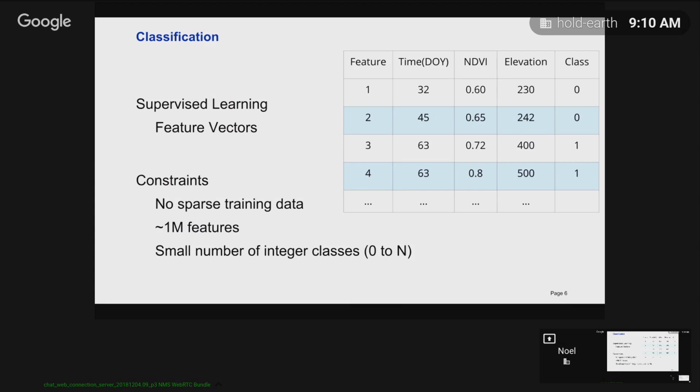So when you do all this, you end up with a table. That table's got 1 row per point. Maybe you had a polygon and you were extracting all the points in that polygon. You'll still get 1 row per pixel, basically. And then there's columns with your covariates. And in this case, I've got time, NDVI, and elevation, and I'm predicting a class, 0s or 1s.